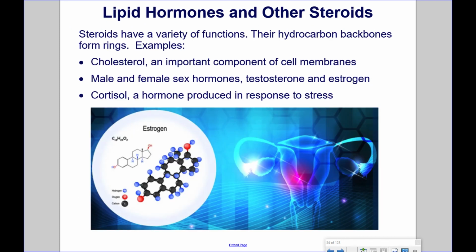Lipid hormones and other steroids. Steroids have a variety of functions. Their hydrocarbon backbones form rings. Examples include cholesterol, an important component of cell membranes, male and female sex hormones, testosterone and estrogen, and cortisol, a hormone produced in response to stress. In this diagram, we see estrogen, which in females is primarily produced by the ovaries.